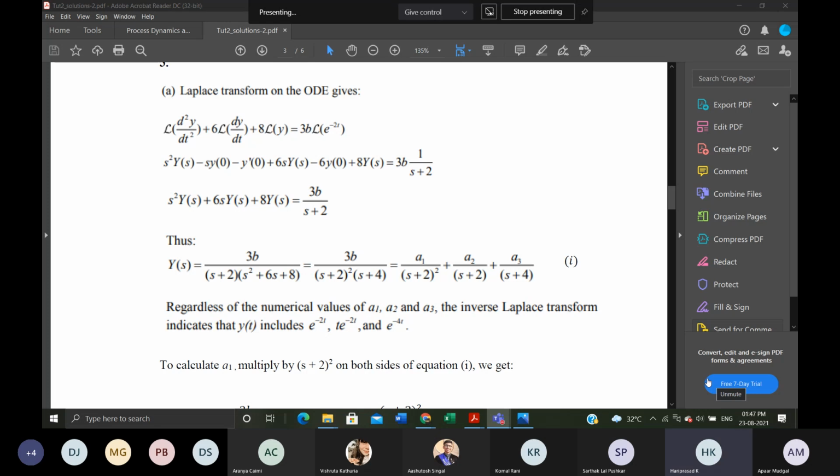Once you isolate Y(s), what you would really see is that the equation contains multiple non-decomposable terms which are not really useful for you when you use your Laplace table. So your Laplace table will have only standard functions. For instance, s plus 4, which is like s plus a. You may have s plus a square or s plus a whole power n. You can find n to be 2.